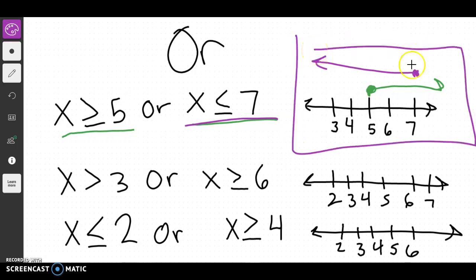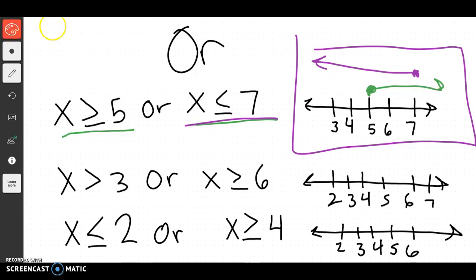Now, because we don't need overlap, just one has to be true. And if you think about this statement, you should get all numbers when you think about it. You need a number that's greater than 5 or less than 7. So if you pick a number, 3, well, 3 is less than 7, so that works. Or if you picked a number 10, oh, 10 is greater than 5, so that works. You don't need both of them to be true, so you just get to graph 2 on the same number line and just see what you get.